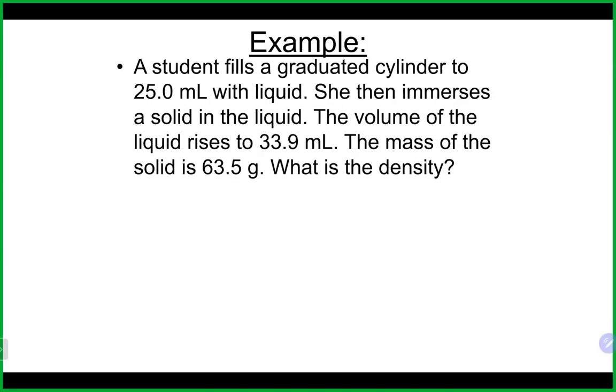A student fills a graduated cylinder to 25 milliliters with a liquid. She then drops a solid into it. The volume of the liquid in the graduated cylinder rises to 33.9 milliliters. If the solid had a mass of 63.5, what is the density?